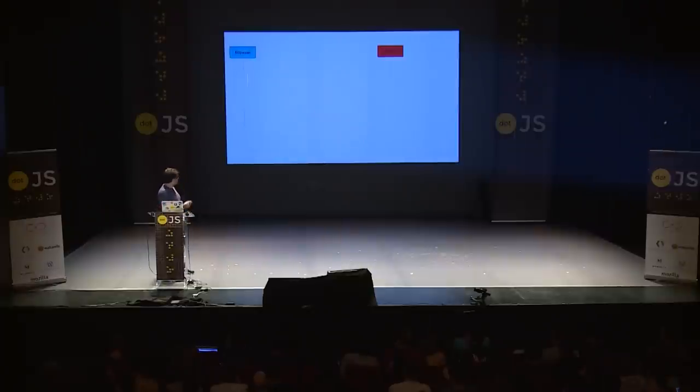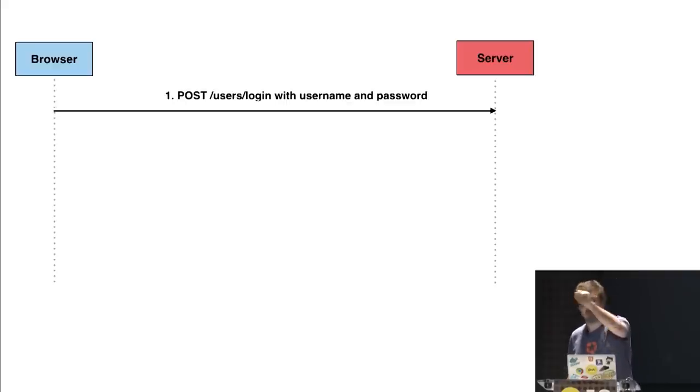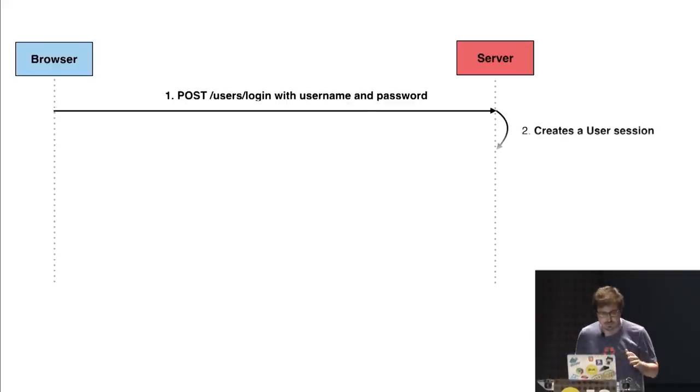So what is a JSON Web Token? Let's start first with how we do authentication right now. Usually, we have the browser, and we have a server. And when the user logs in, we do a post to a certain URL and send there the username and password. Then the server gets that, and it creates a session based on that user.